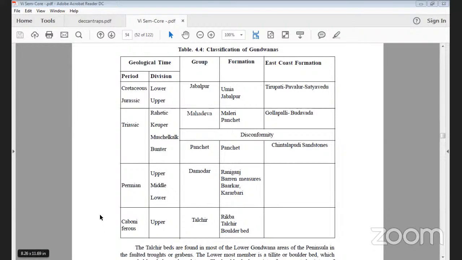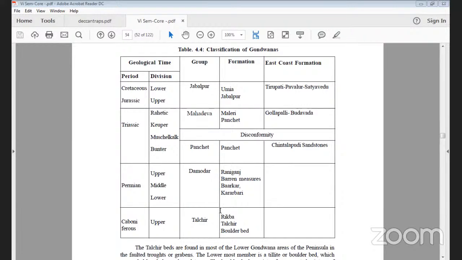The next one is the Triassic period. The Triassic period is divided into four divisions. And from the four divisions, the Bunter division has the Panchet group. The formation has the same name as the Panchet group. And the east coast formation of this one is Chintalpudi sandstone.